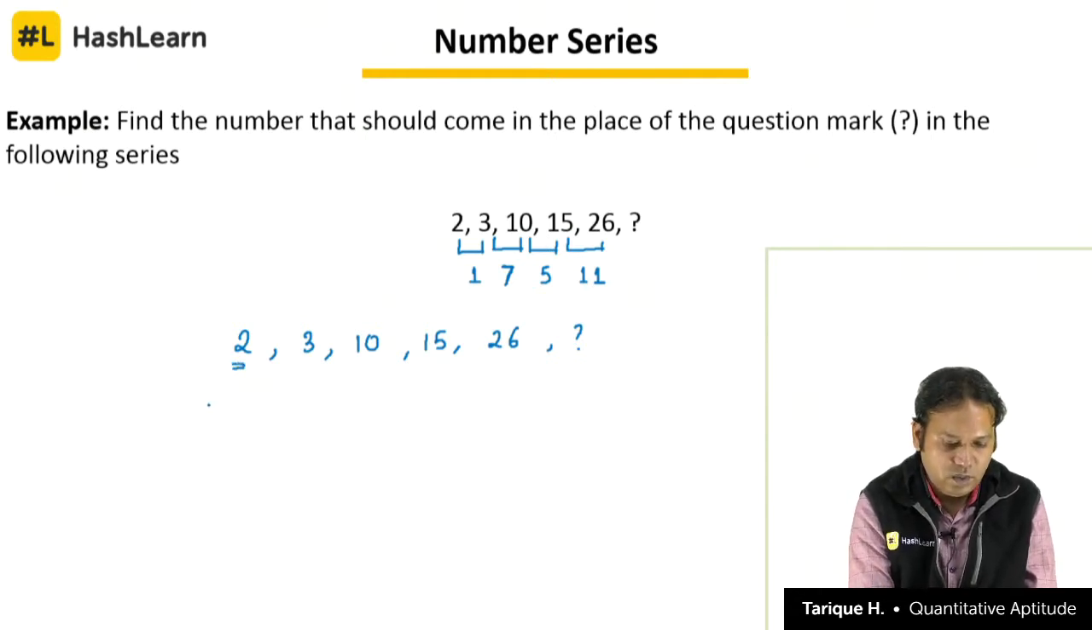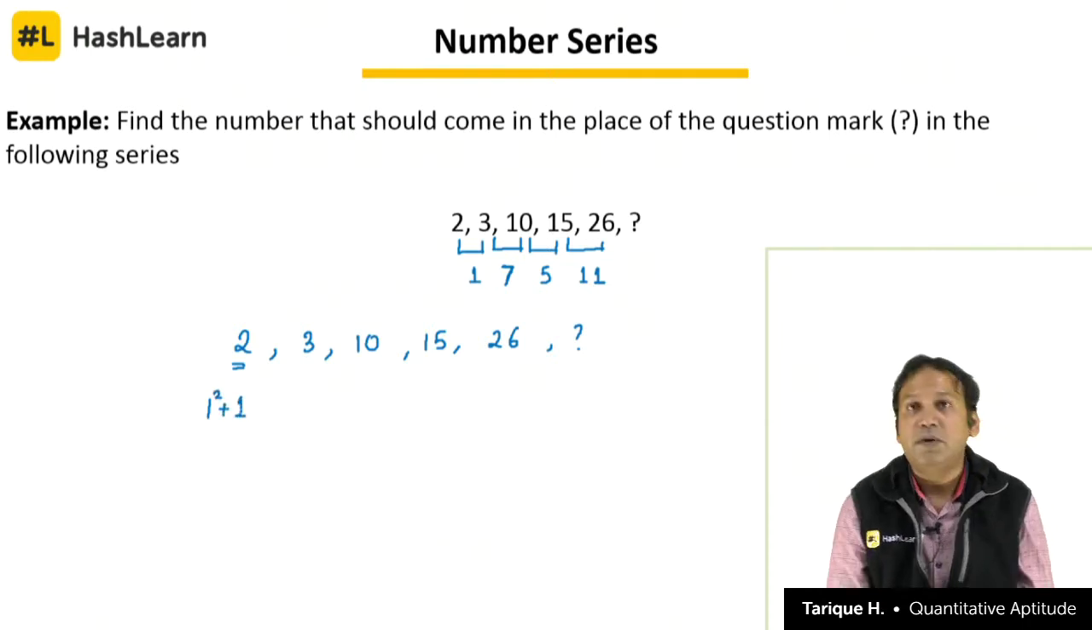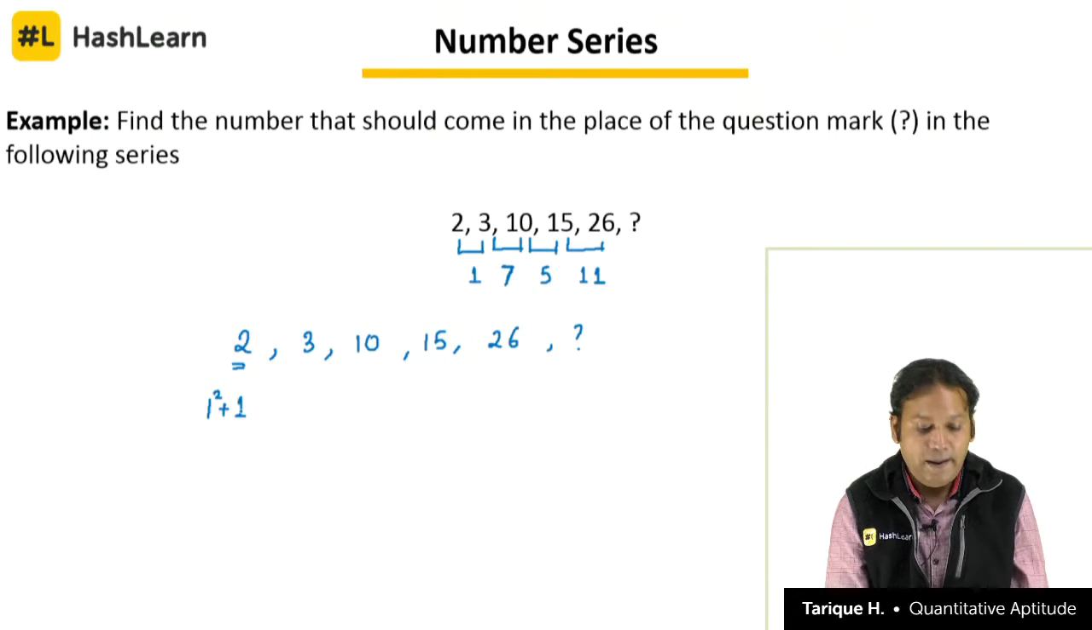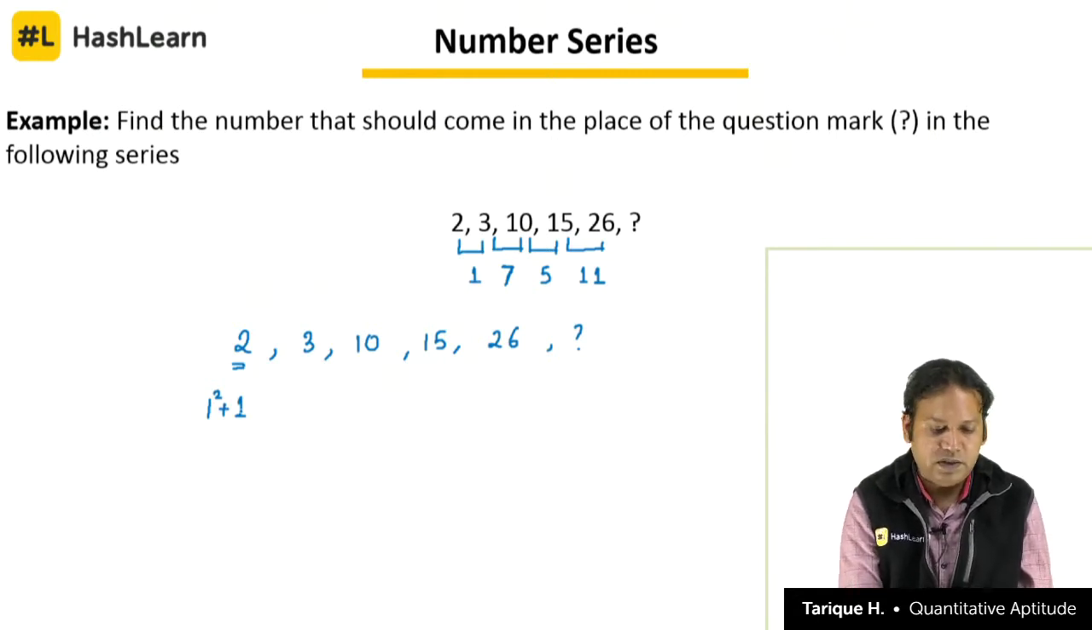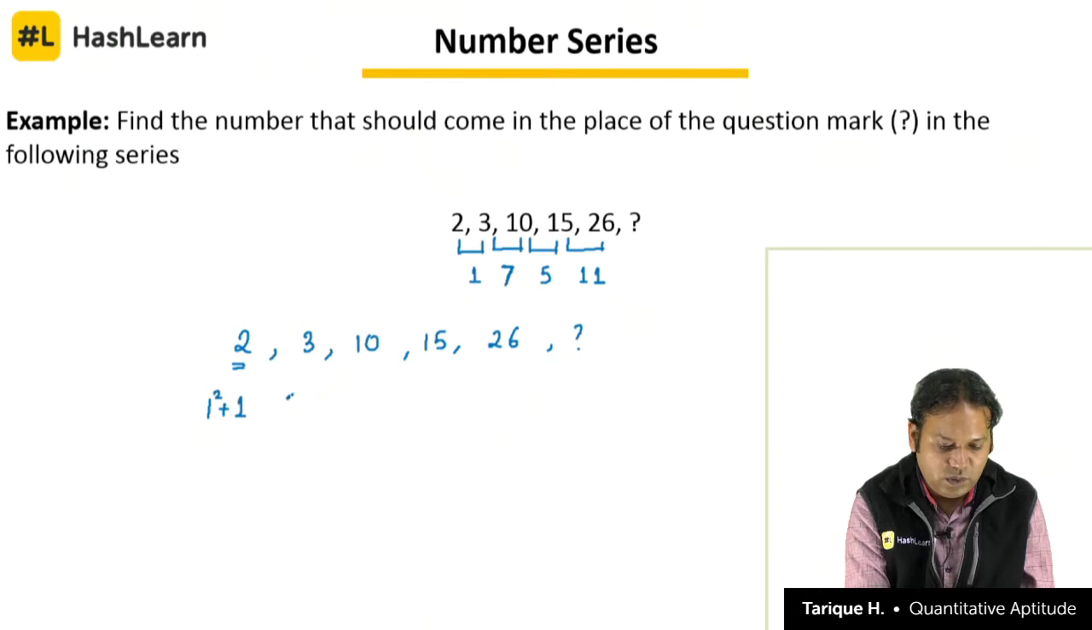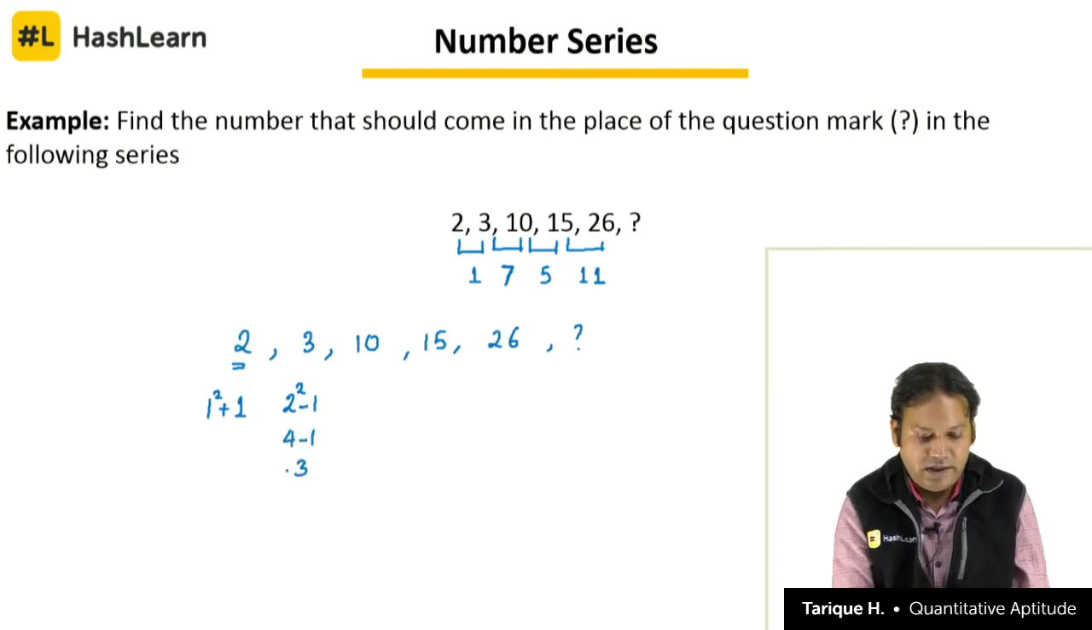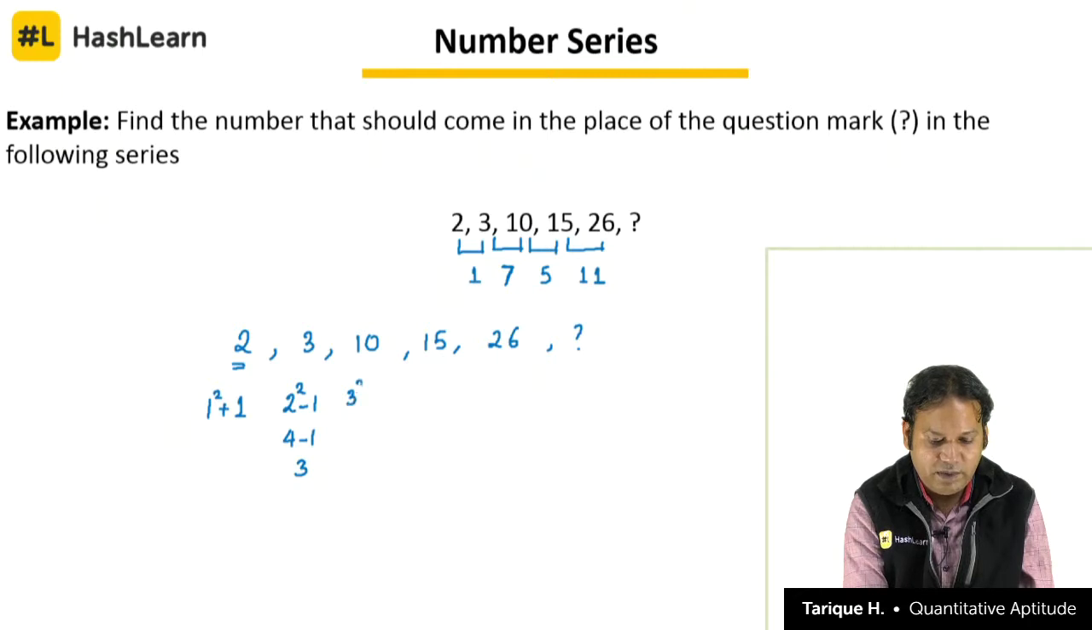2 is equal to 1 square plus 1. 1 square plus 1 is equal to 2. And what is 3 equal to? 3 is equal to 2 square minus 1. 2 square is 4 and 4 minus 1 is equal to 3. What is 10? 10 is equal to 3 square plus 1. 3 square is 9 and 9 plus 1 is equal to 10.